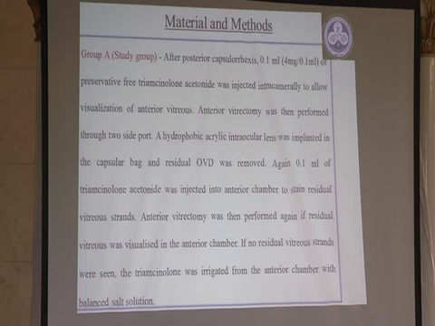In group A, after removing the lens matter, we did PPC, and after doing PPC, we used 0.1 ml of triamcinolone to stain the interface of the vitreous. We did anterior vitrectomy, and followed by that, we implanted the IOL. After implanting the IOL, we again injected 0.1 ml of triamcinolone to stain the residual vitreous remaining in the anterior chamber. We again performed anterior vitrectomy if there was any residual vitreous present in the anterior chamber. If there was no vitreous, then we removed the remaining triamcinolone from the anterior chamber.